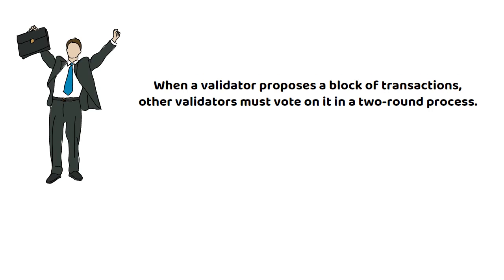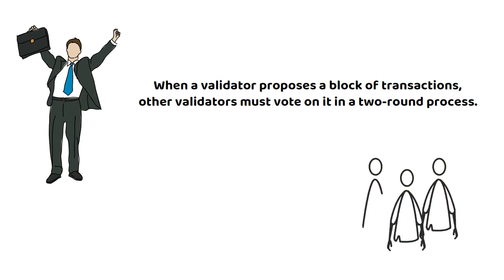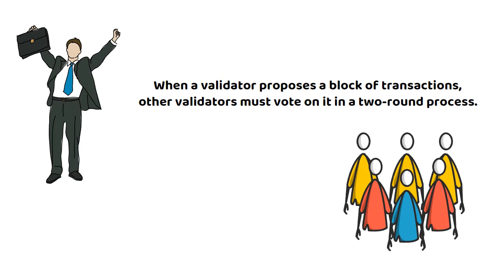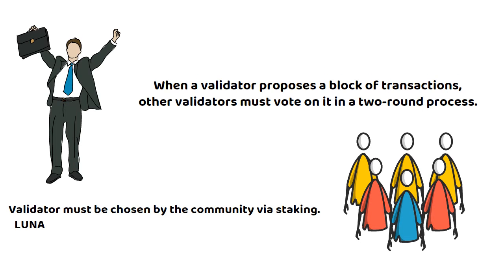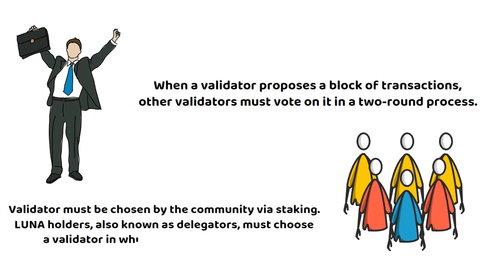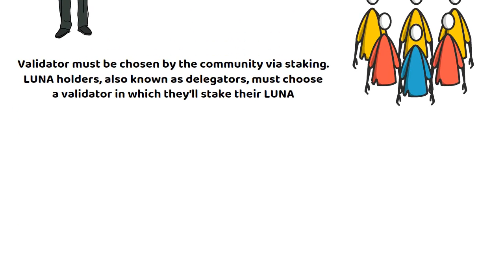The validator who proposed a block earns more. However, a validator must be chosen by the community via staking. Luna holders, also known as delegators, must choose a validator in which they'll stake their Luna. The more Luna staked towards a validator, the more they are valued by the community and the more often they can propose a block and earn rewards.